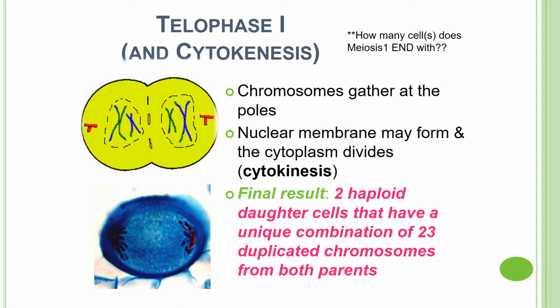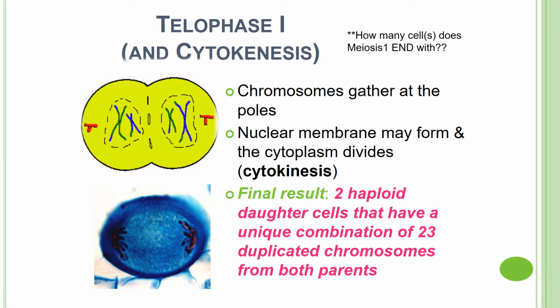Then we're going to go into telophase 1. Telophase 1 also includes cytokinesis, but we never mentioned cytokinesis. Just know that it's there. And what's going to happen is it's going to separate into two cells. So what you want to write down there for telophase 1 is you have two cells.